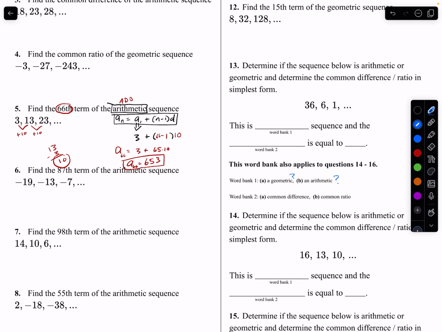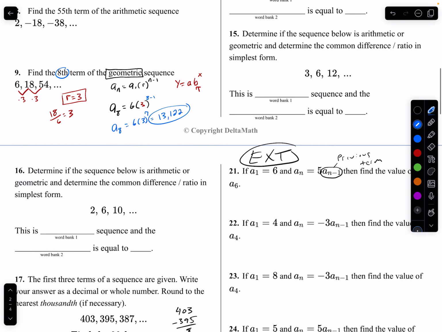Okay, and you can see here, if I'm starting at 36, I do 36 divided by 6 is 6. 6 divided by 6 is 1. So you would say this is a geometric sequence because we're multiplying by 1/6, okay? So you could say the common ratio is equal to 1/6, since we're dividing by 6. So that's how you figure out those styles.